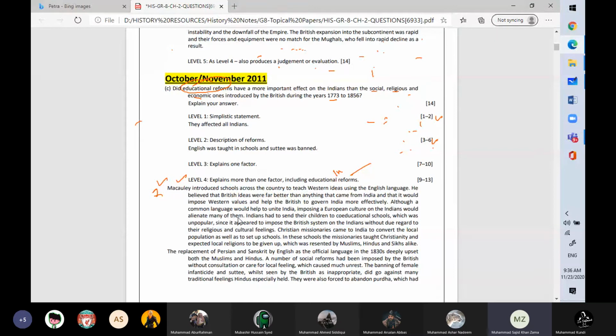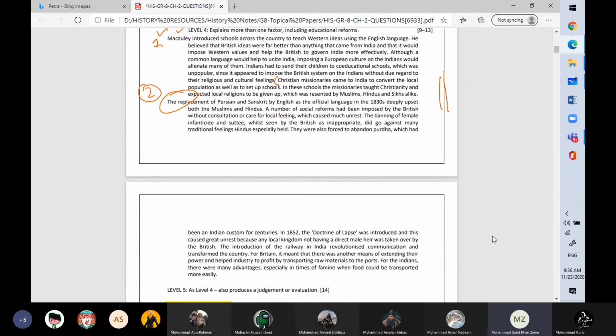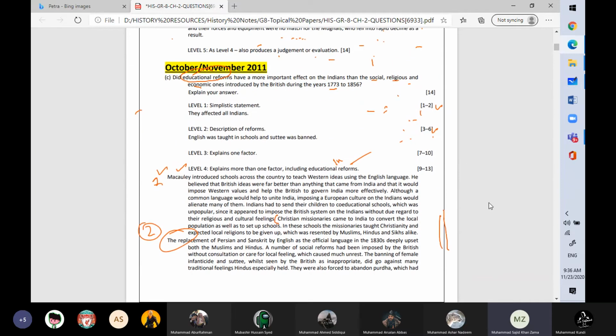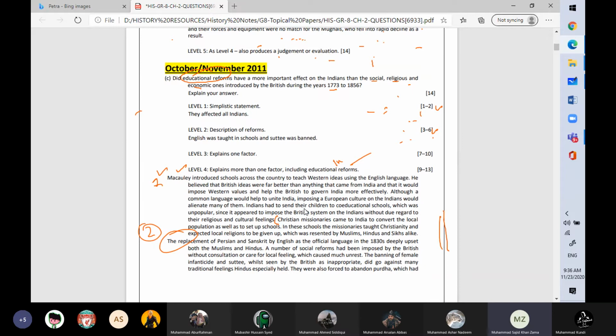And then the Christian missionaries, the rest of the thing. And then second is political reforms. Like this is first economic reform. And then you can see here religious reforms explained. Christian missionaries are here. Okay. And you will find all of these reforms, religious, missionaries, although common language is a common factor. Educated Indians.